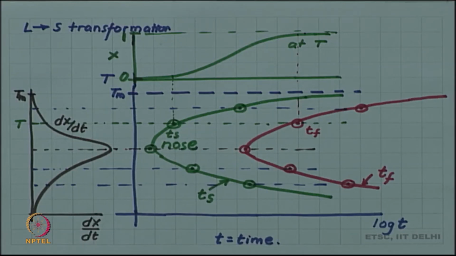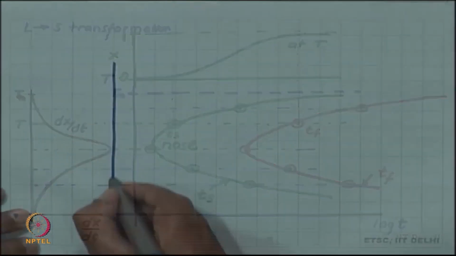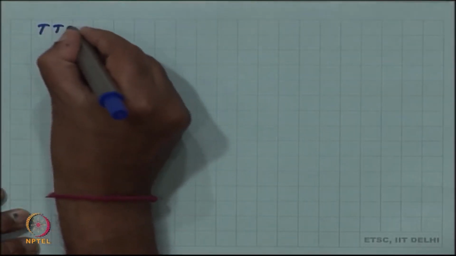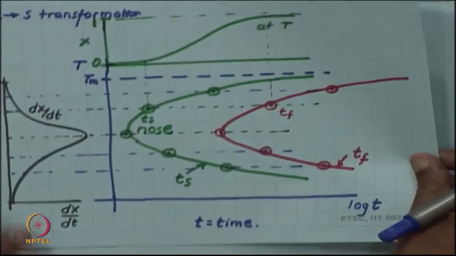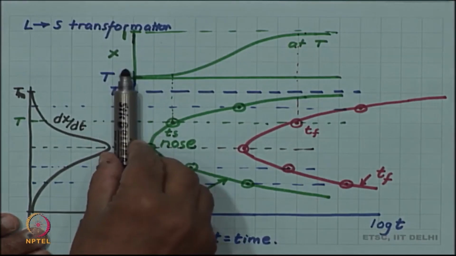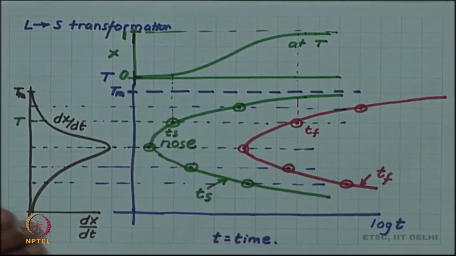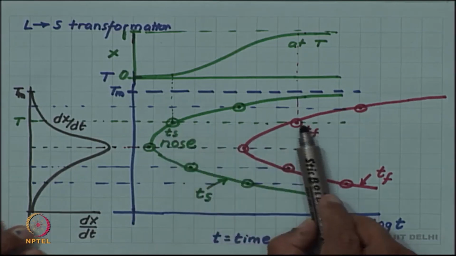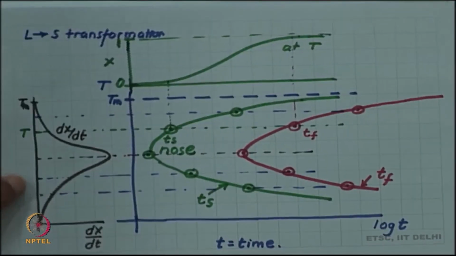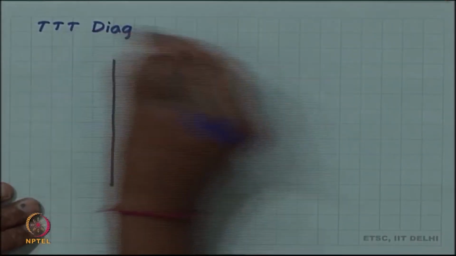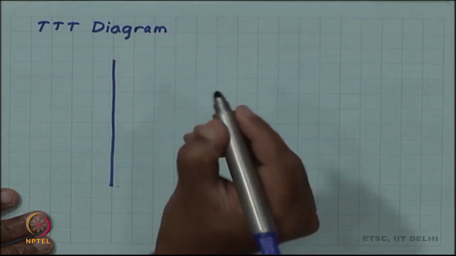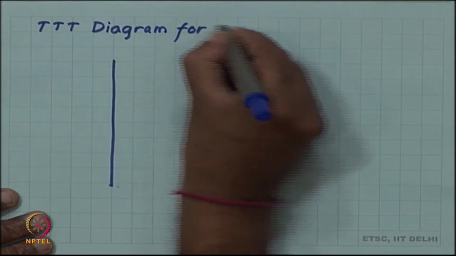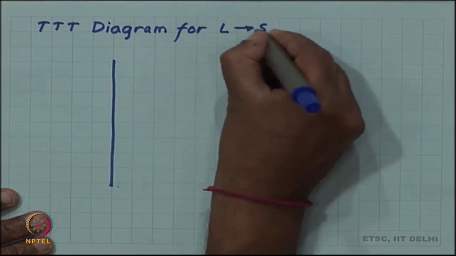Now, from this diagram we can interpret how the transformation is happening. So, we are drawing the TTT diagram, time temperature transformation diagram. You can see it has a time axis, it has a temperature axis, and it is representing the start time for the transformation and the finish time for the transformation in the diagram. So, that is why we call it 3T, time temperature transformation diagram. Time temperature transformation diagram for liquid to solid transformation.